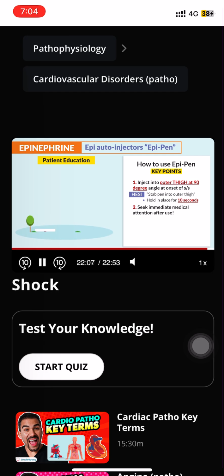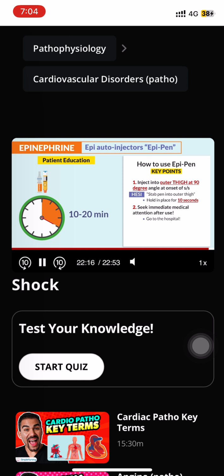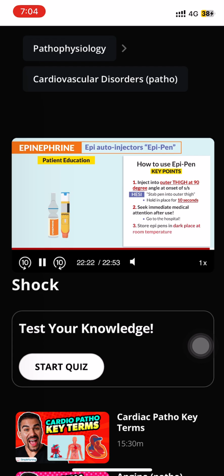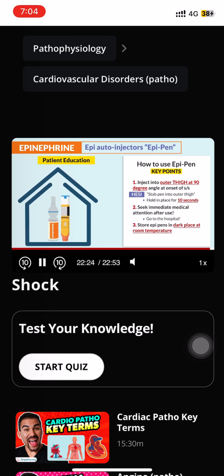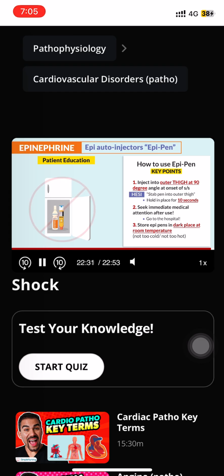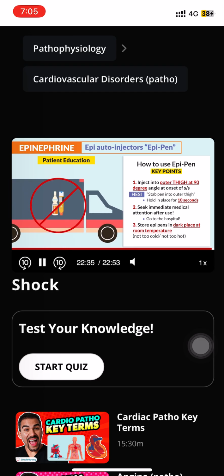Now, number two is we seek immediate medical attention after use. So go to the hospital. Don't wait, since epi wears off in about 10 to 20 minutes, and signs and symptoms may return. Lastly, number three, this is a big one here. Store EpiPens in a dark place at room temperature. So not too cold, not too hot. So not in a refrigerator and not in a car, since this medication can be deactivated by heat and light.